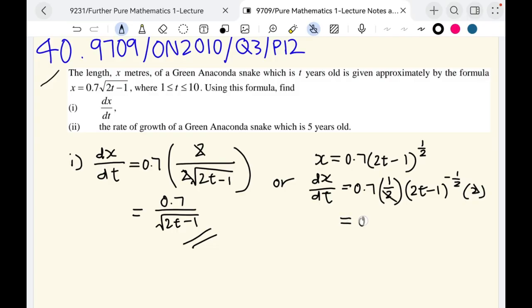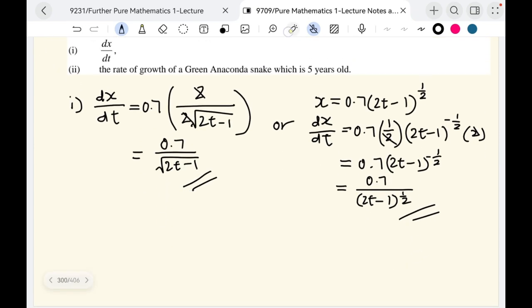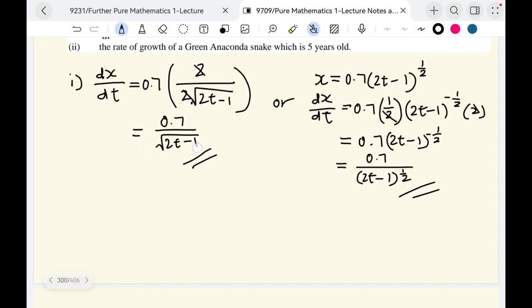In the end, you will get 0.7 times (2t minus 1) to the power of negative 1 over 2, or 0.7 over (2t minus 1) to the power of 1 over 2. So you see, in the end, it's equivalent. Both answers are equivalent to each other, right? So any kind of answer which is equivalent is acceptable.